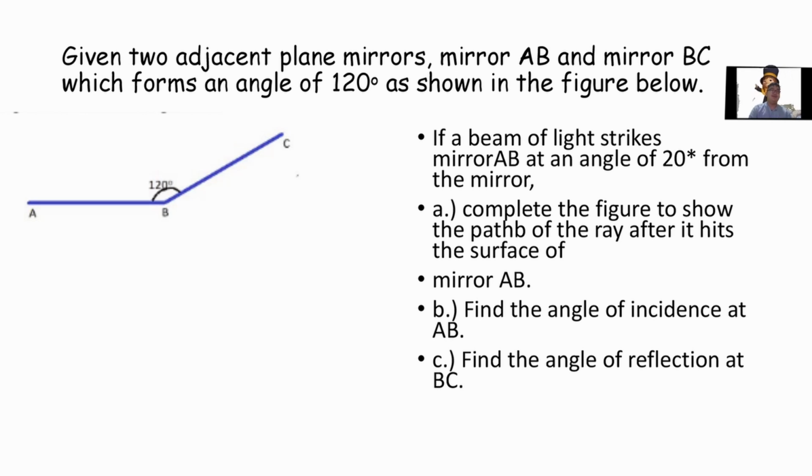Now here's an example question, which I forgot to put an animation on, and I forgot to use that special font. Given two adjacent plane mirrors, mirror AB and mirror BC, which form an angle of 120 degrees as shown in the figure below, if a beam of light strikes mirror AB at an angle of 20 degrees from the mirror: A. Complete the figure to show the path of the ray after it hits the surface of mirror AB. B. Find the angle of incidence at AB. C. Find the angle of reflection at BC.